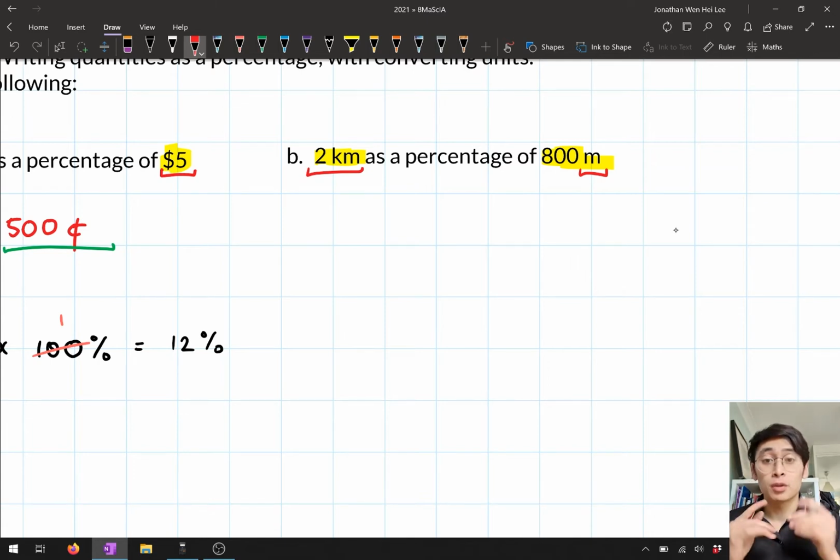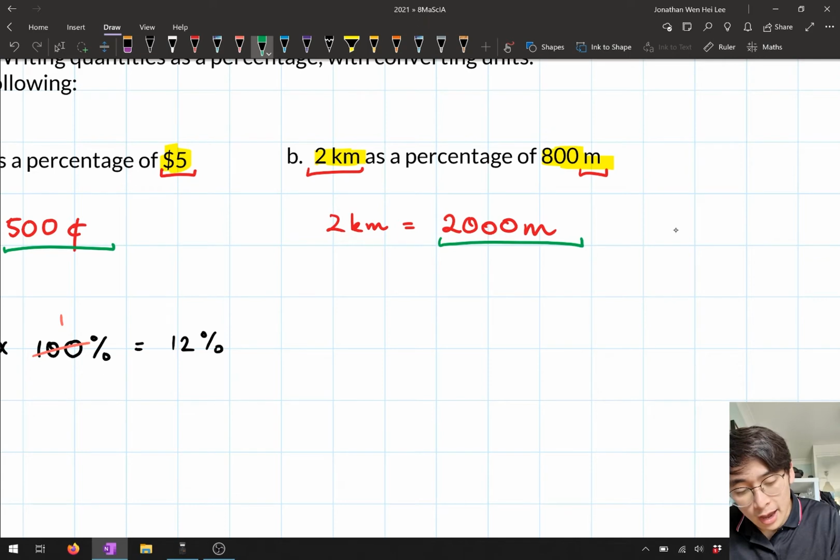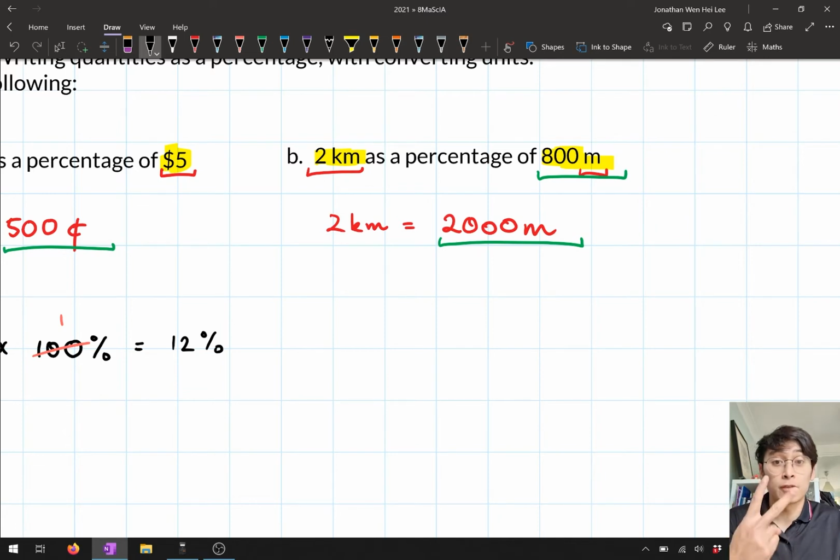Okay, so 2 kilometers. Now 2 kilometers and meters, 1 kilometer is 1,000 meters. And so if I have 2 kilometers, that's just 2 sets of 1,000 meters, or 2,000 meters. And now that I've done that, once again, I have the same units. They're both in meters now. And I can do that step that we did before. Write it as a fraction, convert it to a percentage.